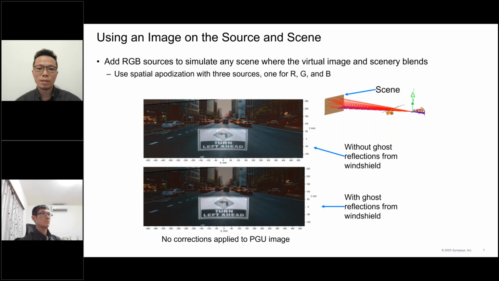So we can see two pictures here. In the first picture, we don't include the ghost reflection from the windshield, so the PGU's image is clear. If we include the ghost reflection, we can see the second image. The image will become blurred because there may be a first or second ghost image combined on the image. So that is our visualization result.